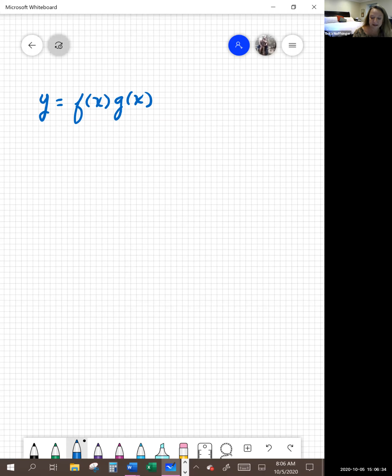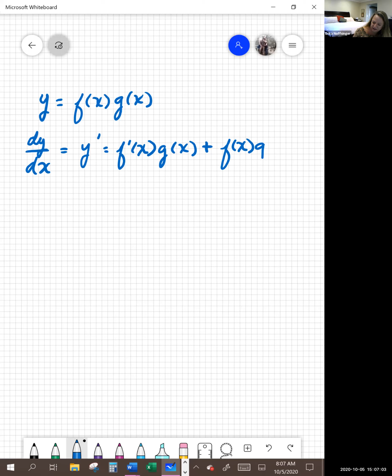So if we wanted to take the derivative of this, we could denote it dy dx. Another way we could denote this is y prime. And recall, this wasn't just equal to the derivative of the first times the derivative of the second. This was equal to the derivative of the first, f prime of x, all times the second, g of x, plus the first, f of x, times the derivative of the second.